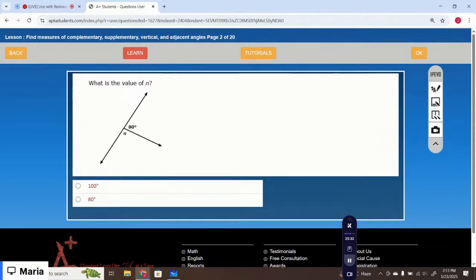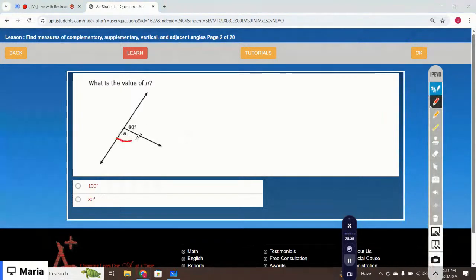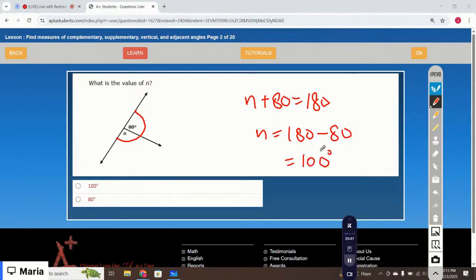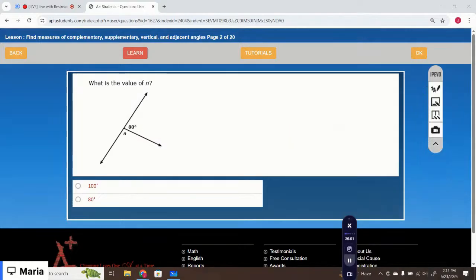What is the value of n? That is a supplementary angle. Supplementary angles add up to 180. So n plus 80 degrees is 180 degrees, so n equals 180 minus 80, which equals 100 degrees. Option number one is the correct option. n equals 100 degrees.